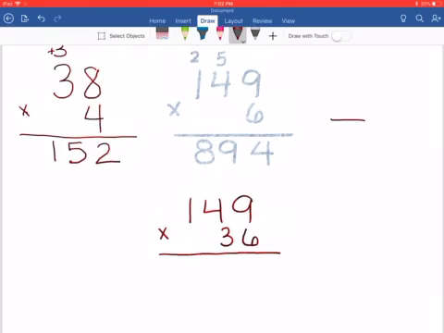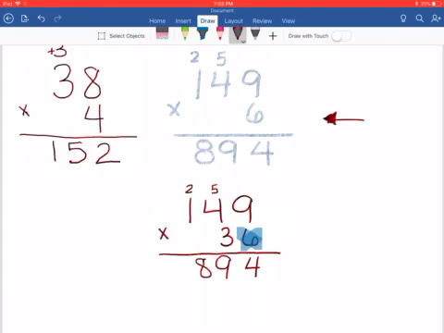Now, we're going to do it exactly like this, and I'm going to show you how. For this one, I want you to just watch and listen. So we're going to start again. 6 times 9 is 54. Put the 4 down, we're going to carry the 5. 6 times 4 is 24, plus 5 is 29. Put our 9, we'll carry the 2. 6 times 1 is 6, plus 2 is 8. Now you're done with the 6.